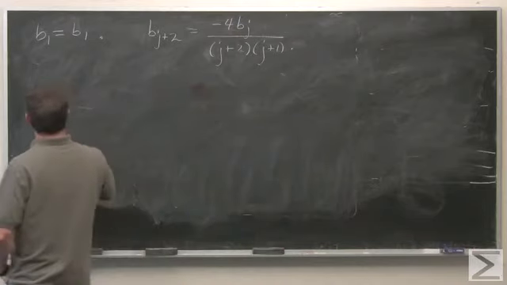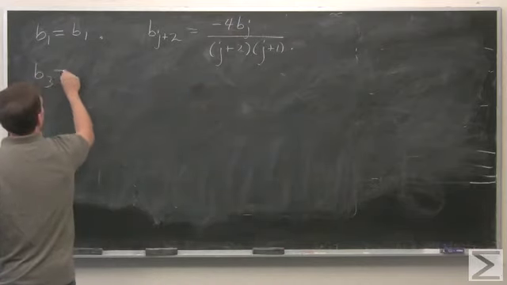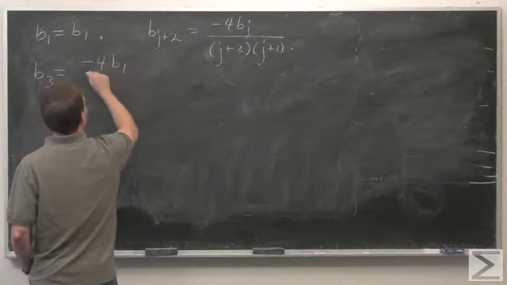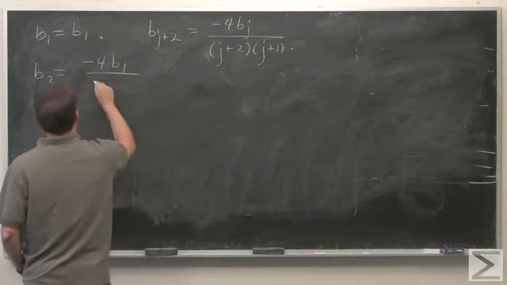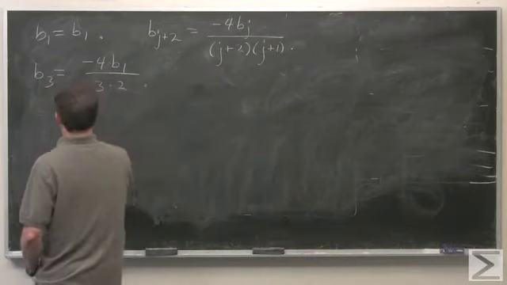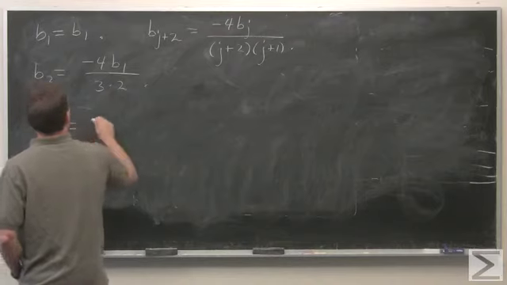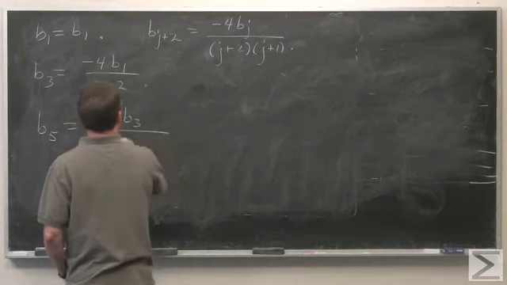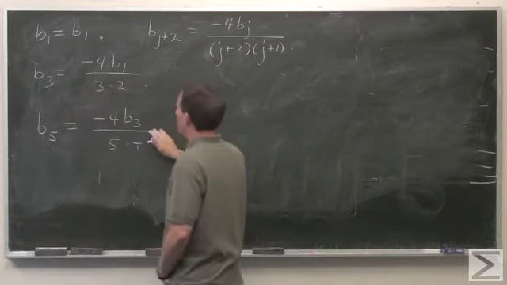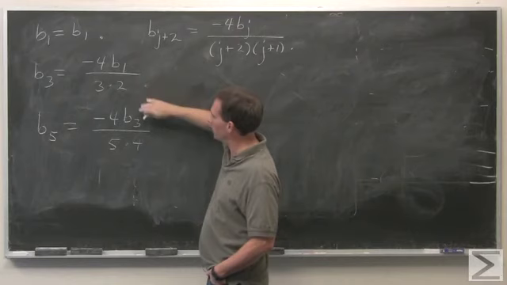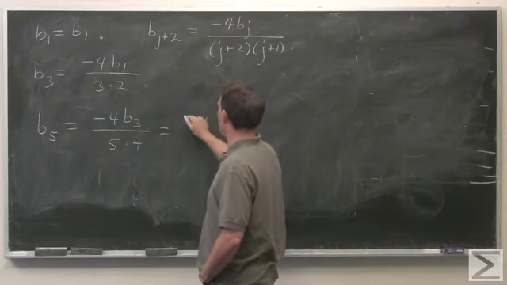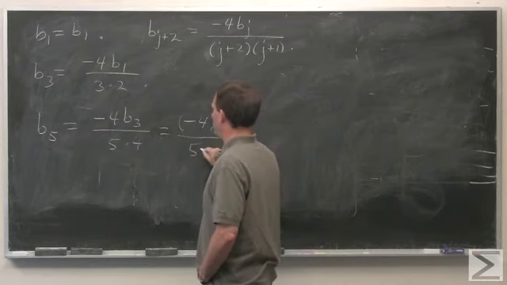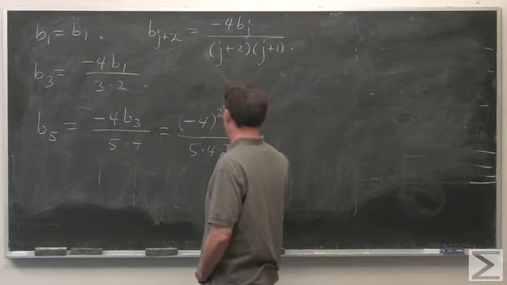And so we get something similar to what we just got. B sub 3 is, so that's when j is 1. It is minus 4 times b sub 1 over, so when j is 1, you get 3 times 2. B sub 5, that's when j is 3. You get minus 4 times b sub 3 over 5 times 4. Which means that if you put this in for b3, you get minus 4 squared times b sub 1 over 5 times 4 times 3 times 2.